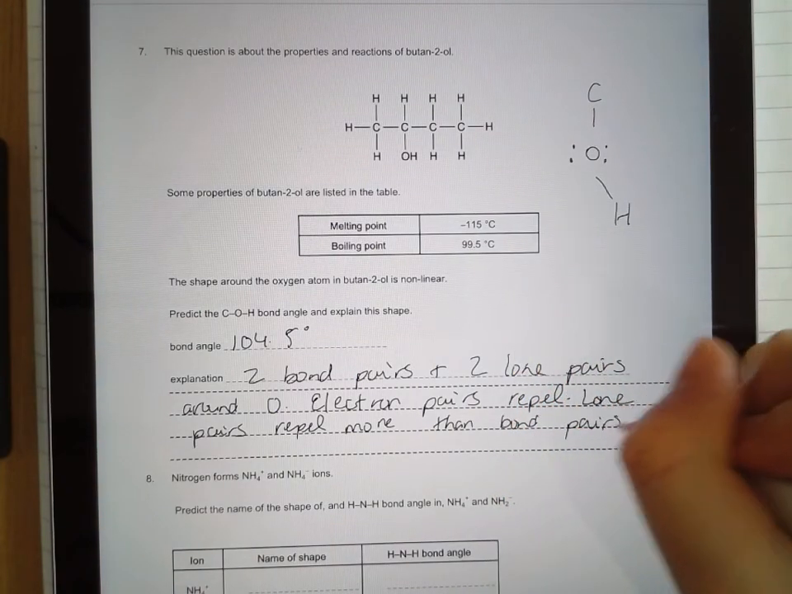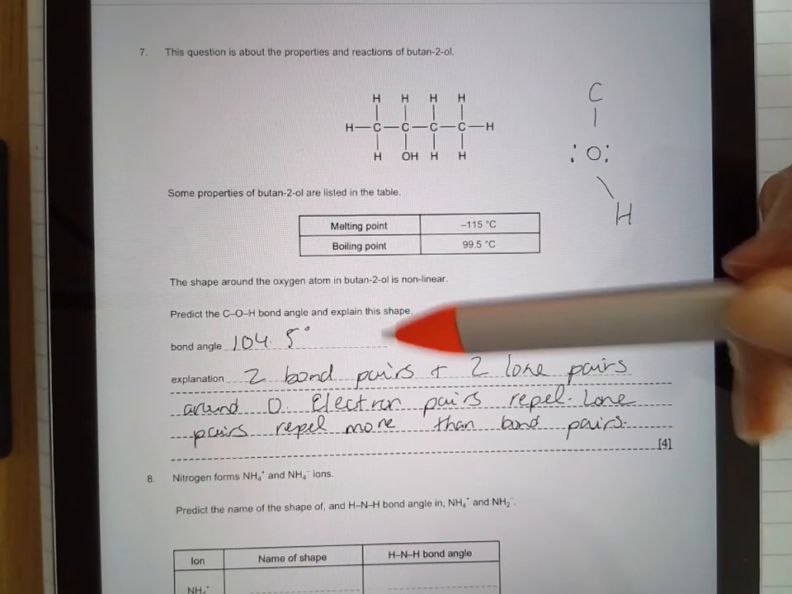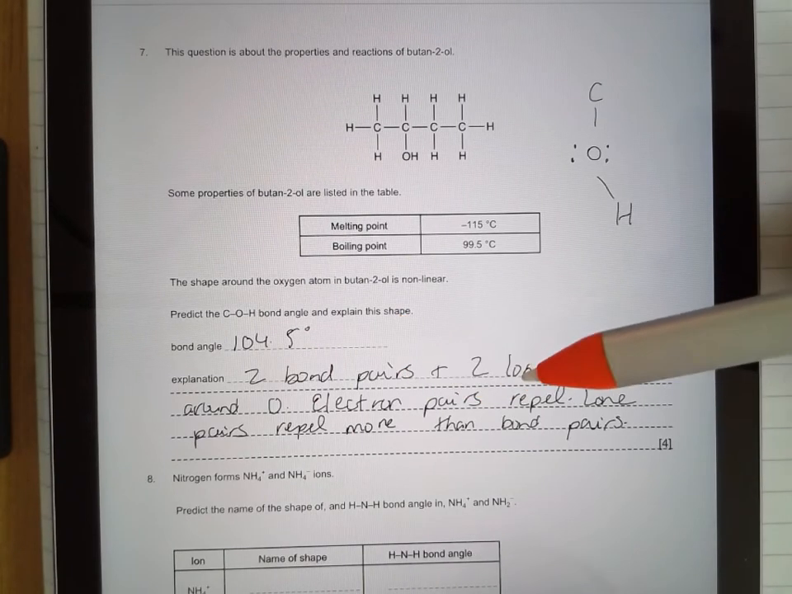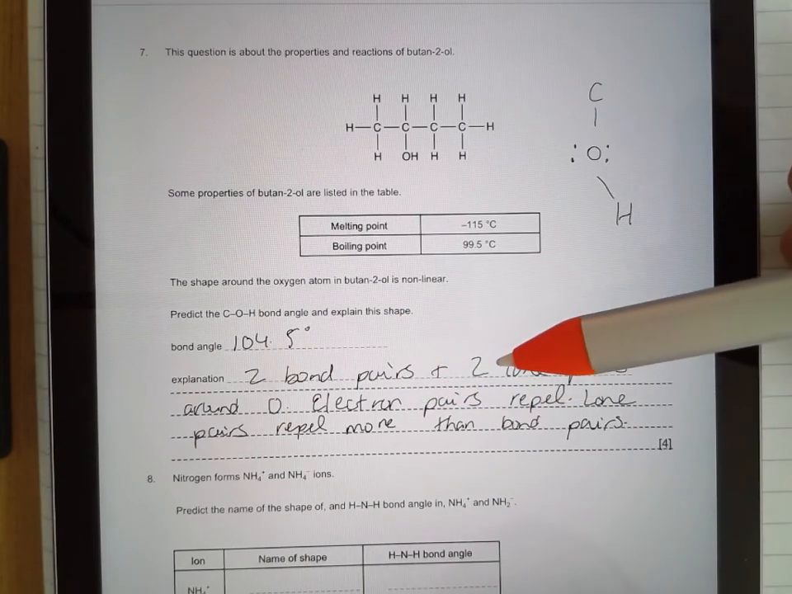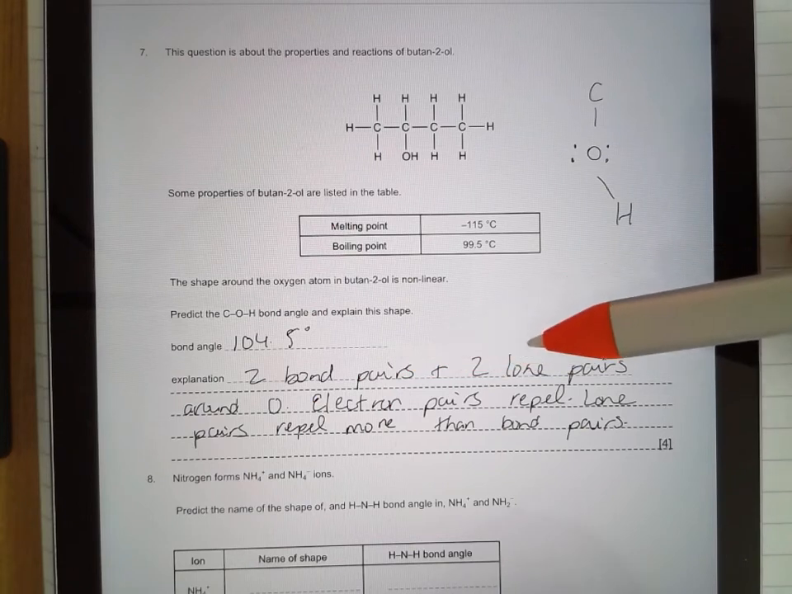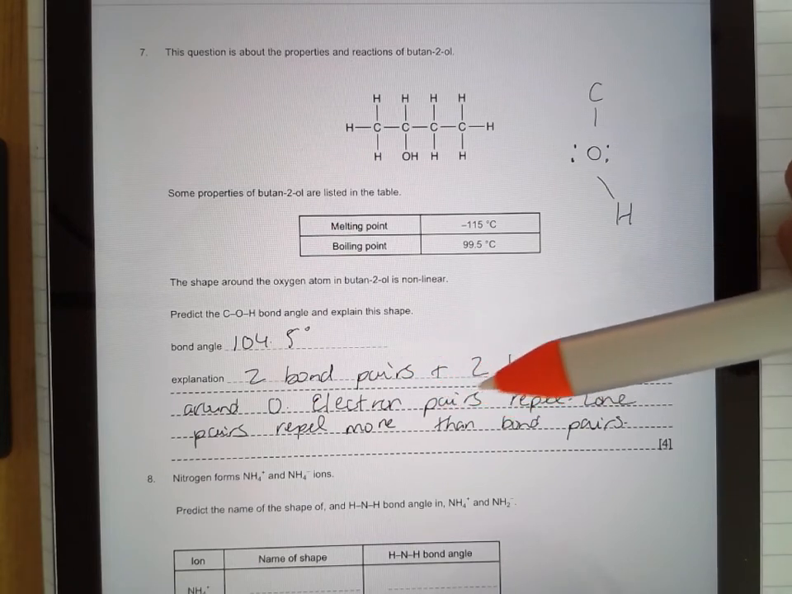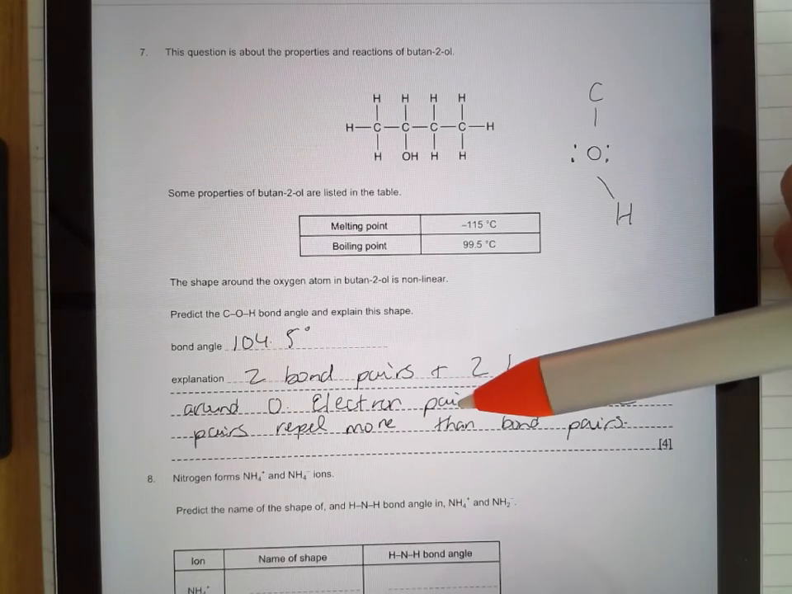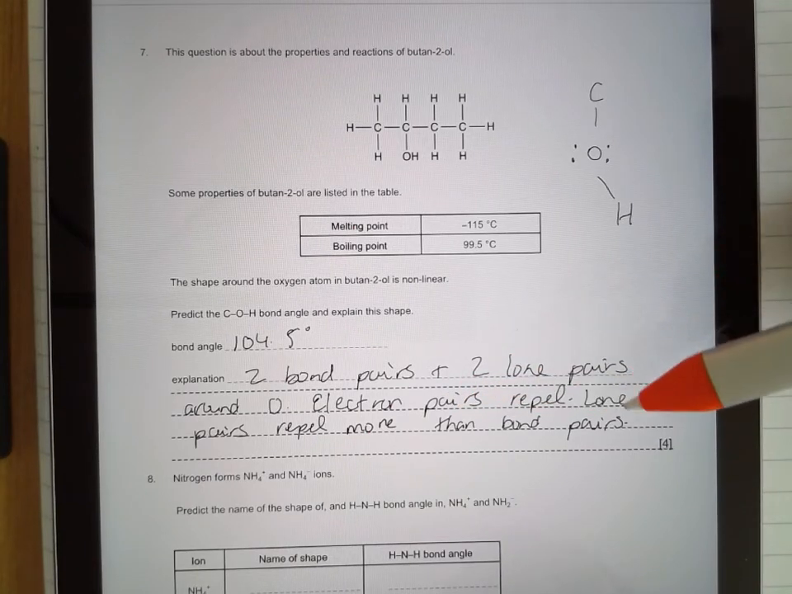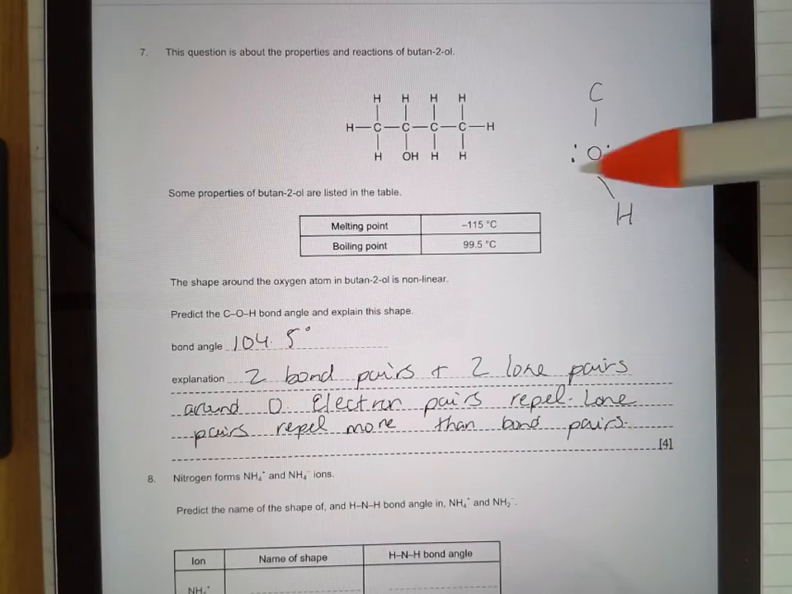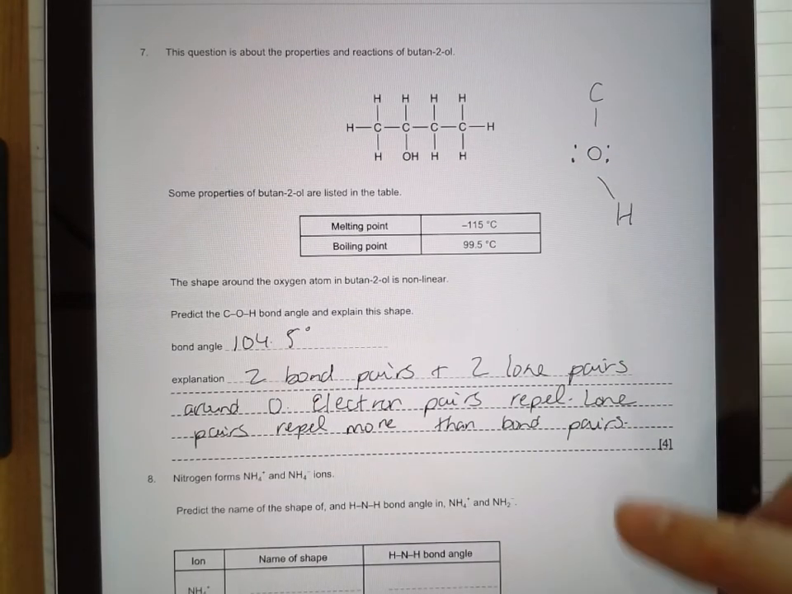So you'll see that this question is worth 4 marks, 1 mark for the angle, 1 mark for saying how many bond pairs and how many lone pairs you have, and do specify the difference between the bond pairs and the lone pairs. 1 mark for saying that electron pairs repel. Make sure you're saying electron pairs are repelling. And then your final mark for lone pairs repel more than bond pairs. This sentence is relevant in this case because you've got lone pairs around your central atom.